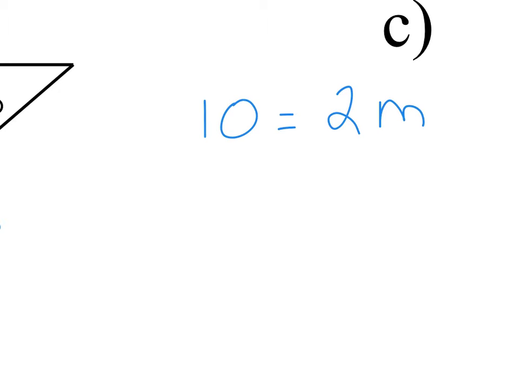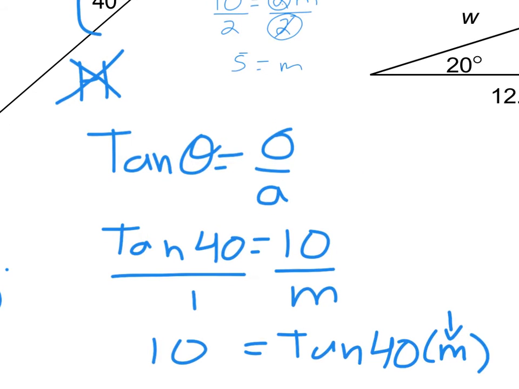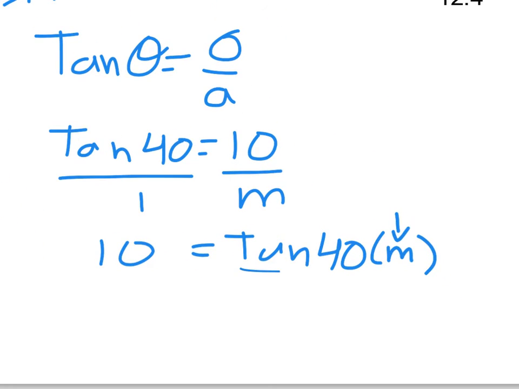How would I have gotten rid of this 2 in front of this M in algebra? That's right, opposite operations. 2 times M, the opposite of multiplying is dividing. So to get rid of that 2, I would divide both sides, and then 10 divided by 2 is 5, and that's what M is. So instead of dividing by 2, I'm going to divide by the number. So I'm going to come back down here, and I'm going to divide by the number.